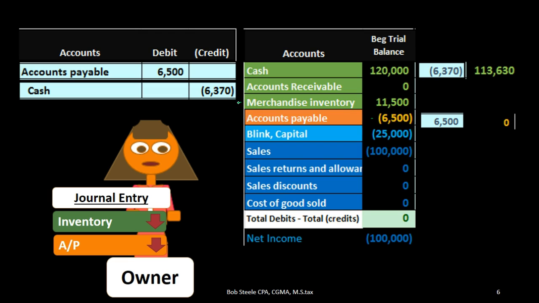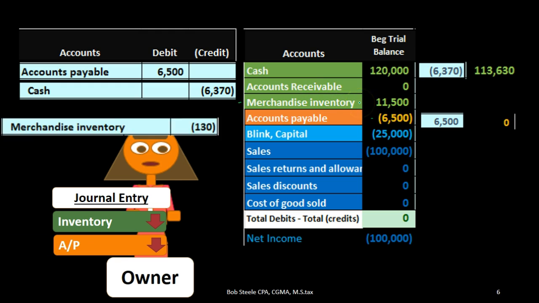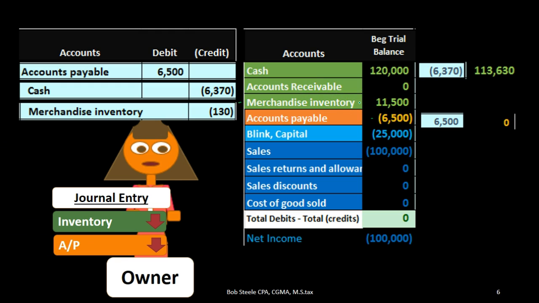It'll have merchandise inventory in it. Why? Because we overstated the merchandise inventory by that $6,500 we put it on the books for. We're not paying $6,500 for it. We're only paying $6,370. Therefore, we need to reduce it by that discounted amount of the $130. So that's the most confusing part, the place where most people get confused. We're reducing the inventory, bringing it down to $11,370 in this case.